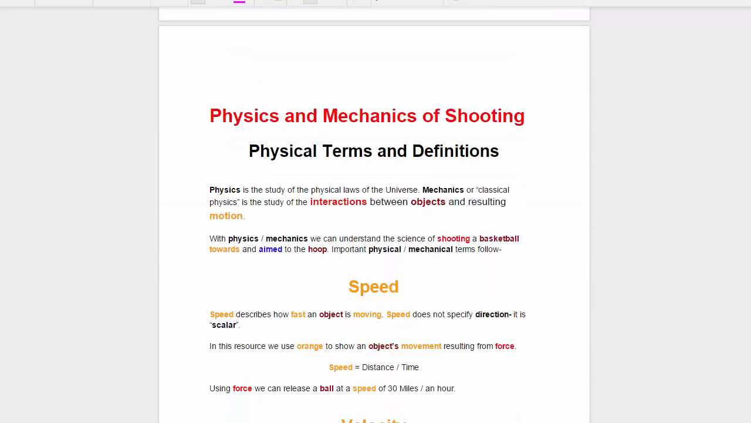So just to start off, physics is the study of the physical laws of the universe. Mechanics or classical physics is the study of the interactions between objects resulting in motion. So this is just the key to all of this.